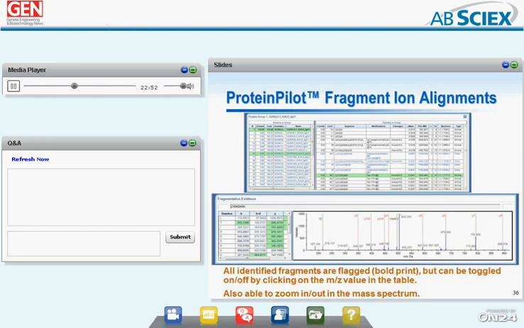You're also able to zoom in and out of the mass spectrum, and this makes a very user-intuitive way to analyze your data in a visual architecture. It makes for a much faster approach to sort our data and then identify and confirm that many of our amino acid sequence variants are correct.